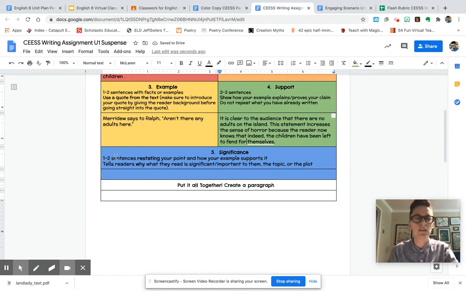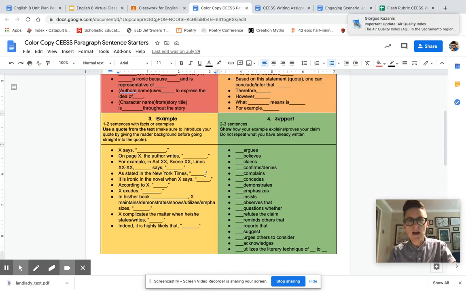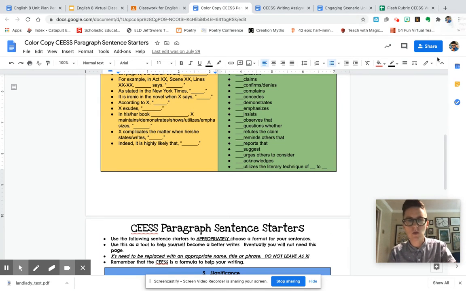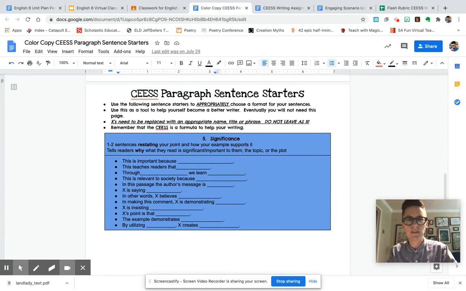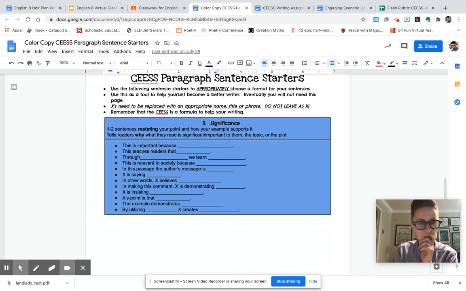Finally, significance. 1 or 2, restating your point and how your examples support it. Again, if I'm thinking about how I'm going to finish my reading, I come back over to the color copy of CEESS Paragraph Sentence Starters. I'm going to look over here. I'm going to use, this is important because.